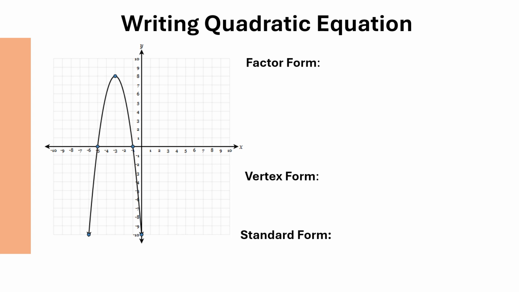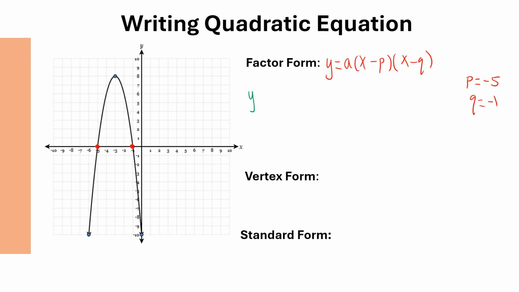To find the quadratic equation or the function for this parabola, we can start with the factor form because we know where the graph crosses the x-axis, also called the roots, the solutions, or the x-intercepts, at -5 and -1. So the general equation for the factor form is y equals a times x minus p times x minus q, where my p is going to be -5 and then q is going to be -1.